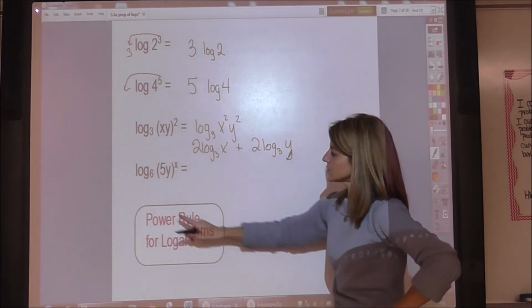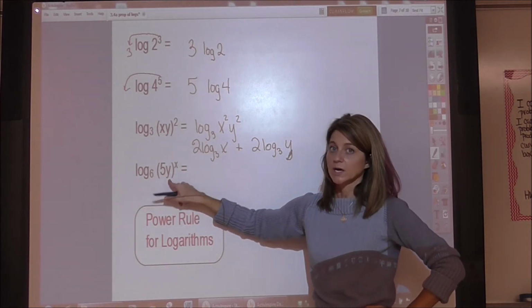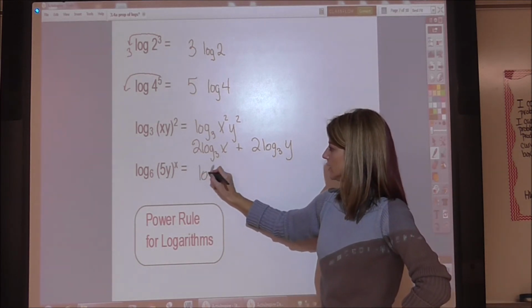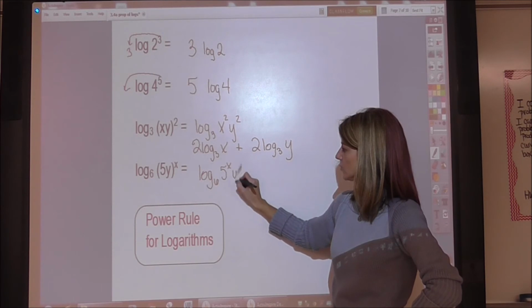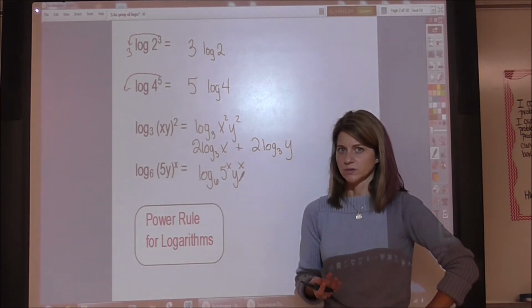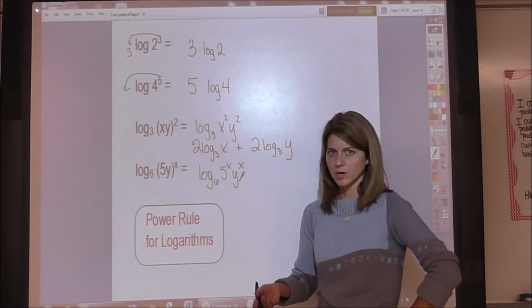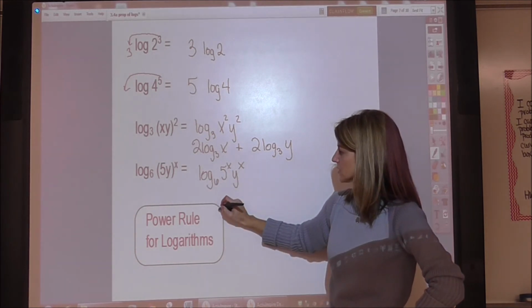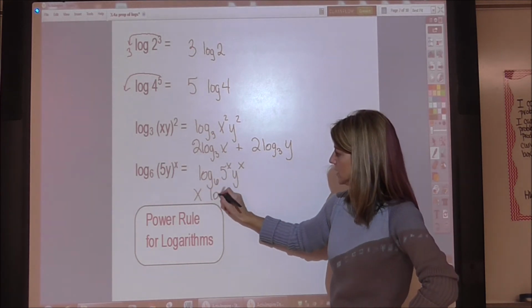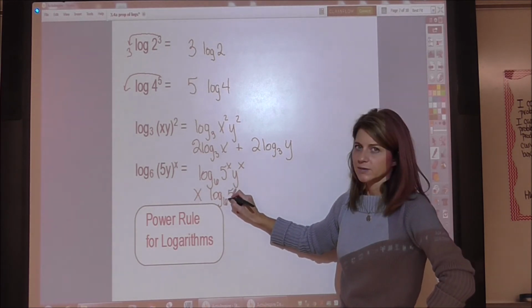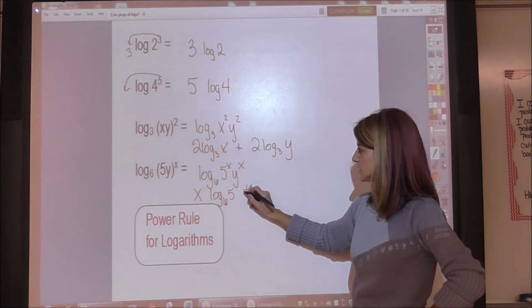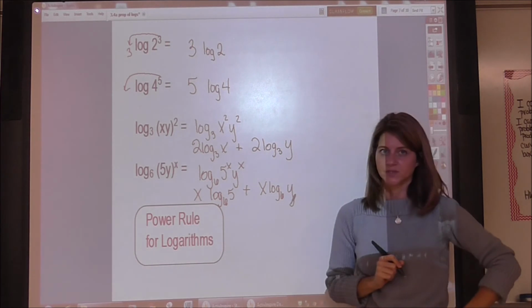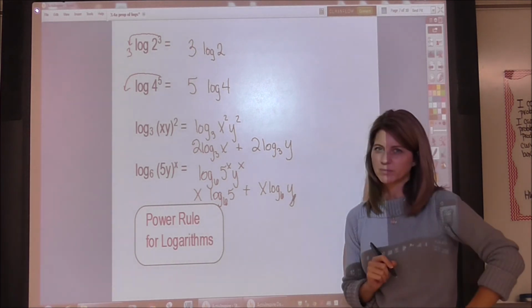Let's try it one more time. So log base 6 of 5y all to the x power. I'm going to distribute that x power first. Log base 6 of 5 to the x and y to the x. So we really have two things going on here. We have a power rule and we have that product rule. So we're going to have to do two things at the same time. I am working on just log base 6 of 5 to the x first. I'm bringing my x out front. X times the log base 6 of 5. Now since it's multiplying, I expand that by putting a plus, and now I can deal with y to the x power. X log base 6 of y. So there's your power rule. That's probably the hardest one.